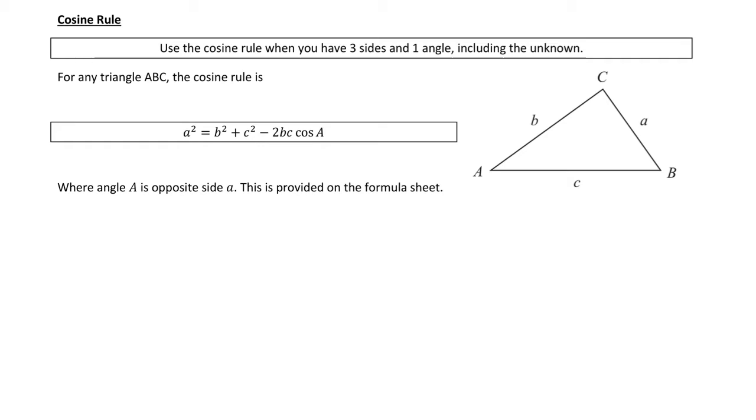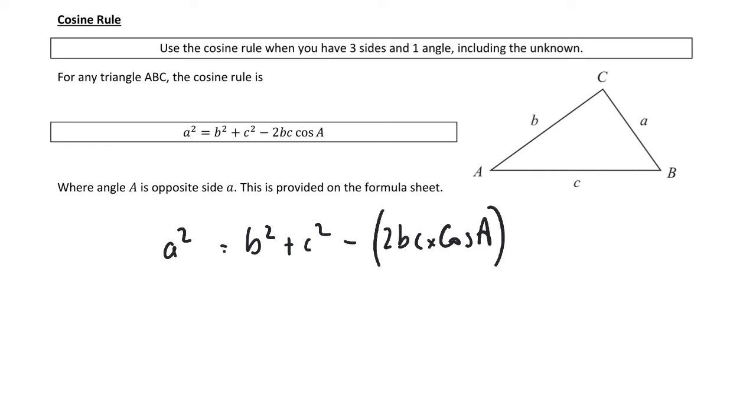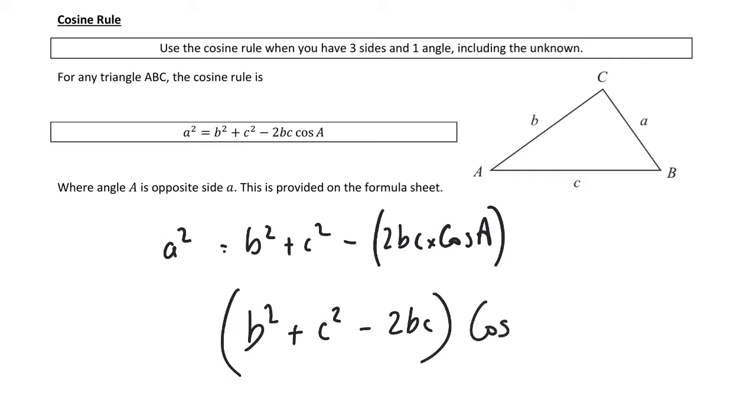When we're using the formula, it's important that we have a squared is b squared plus c squared minus 2bc cos A. So between the c and the cos, there is a multiplication, so we have to do this bit first of all. What we don't do, and what the common mistake would be, is we write it as b squared plus c squared minus 2bc, and then do the cos of A. So that's wrong. It's b squared plus c squared minus, and then we do 2bc times the cos of A.